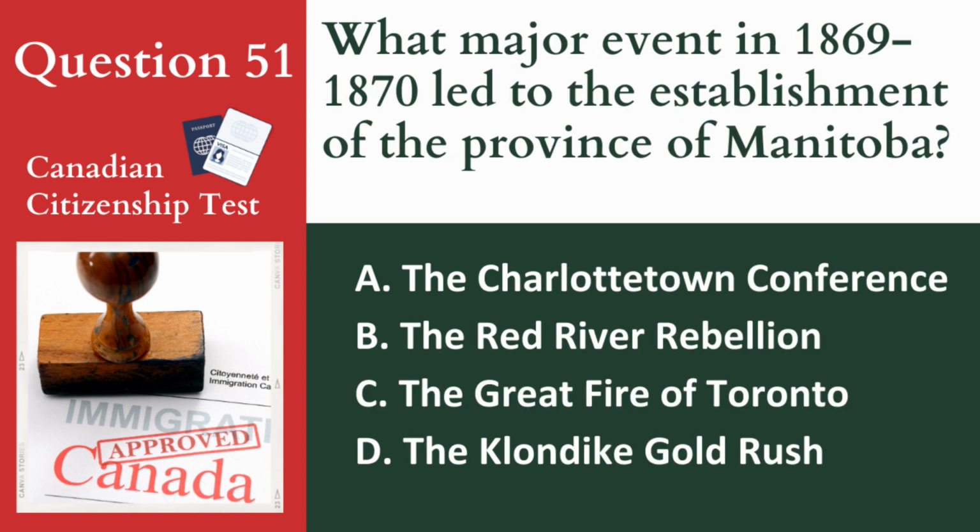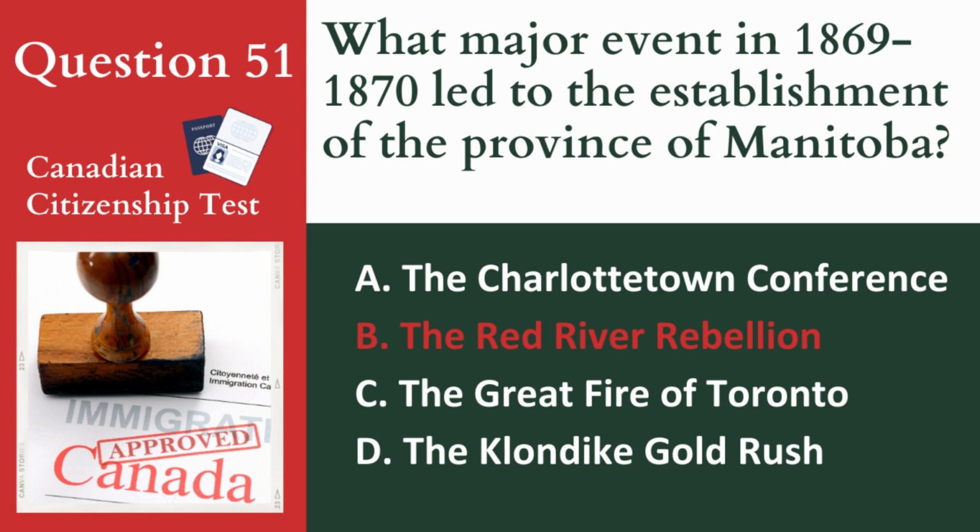Question 51. What major event in 1869 to 1870 led to the establishment of the province of Manitoba? A. The Charlottetown Conference. B. The Red River Rebellion. C. The Great Fire of Toronto. D. The Klondike Gold Rush. Answer: B. The Red River Rebellion. The Red River Rebellion, led by Louis Riel, was a significant event that resulted in the establishment of the province of Manitoba.